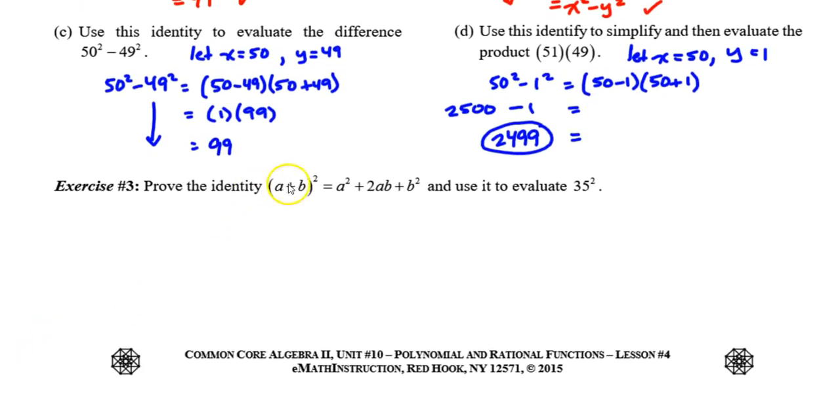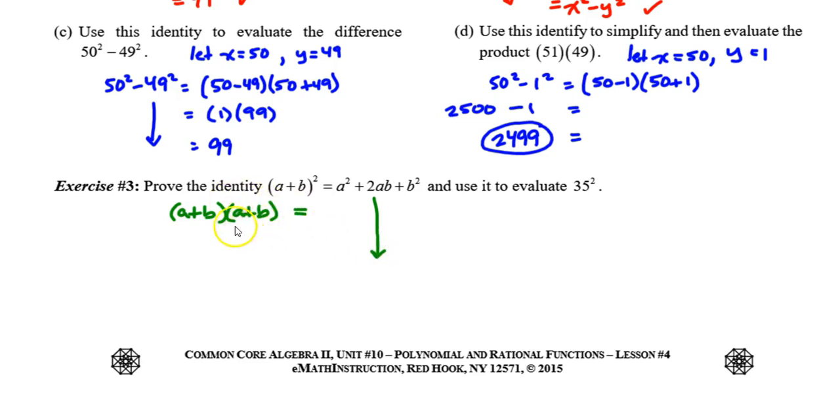Alright, now it asks me to prove this identity, but by that it means show that both sides are equal using algebra, and then use it to evaluate this particular number, 35 squared. Alright, so let's work that out. On the left side I want you to multiply a plus b times a plus b. Remember, don't just square terms. That's what inexperienced algebra students do, not you guys. And show that it works out to be the right side. So let's leave the right side alone, and let's work out the left side. Play this recording when you've worked this out as far as you can. We'll just leave the right side alone.